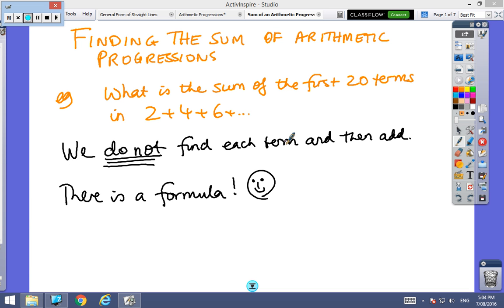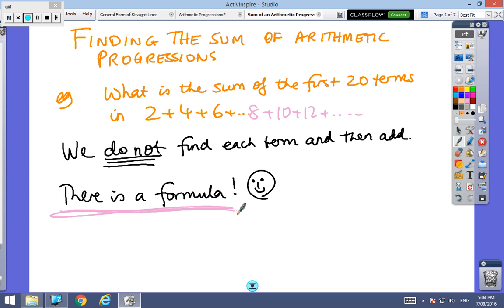Okay, so in this video we're going to add terms of an arithmetic progression. So for instance, if I wanted to find the sum of the first 20 terms of 2 plus 4 plus 6 plus ... Obviously I could go plus 8 plus 10 plus 12 and so I got the 20 terms, but that's pretty low tech, and what we're going to do is use a formula. I'm going to show you how the formula comes about, but at the end of the day, you just have to know the formula.